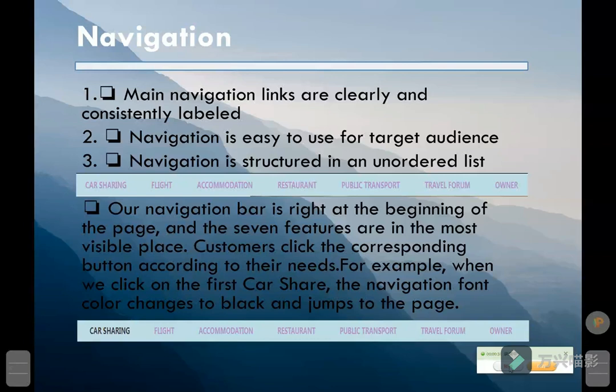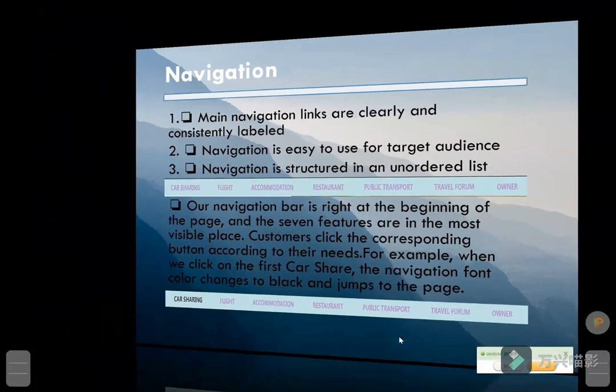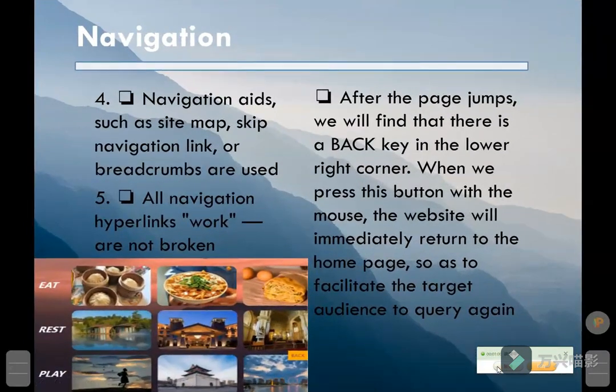Customers click the corresponding button according to their needs. For example, when we click on the first one, car share, the navigation font color changes to black and jumps to the page. Navigation aids, such as sitemap, skip navigation link, or breadcrumbs are used. All navigation hyperlinks work, which means they are not broken.